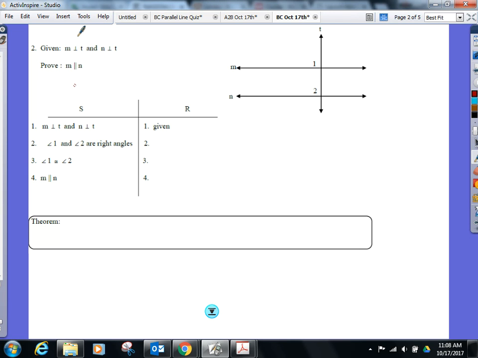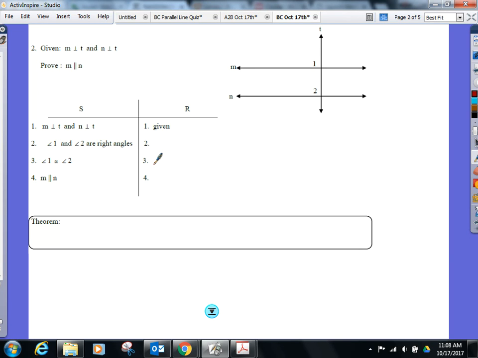Instead of just giving you the theorem, I want you guys to figure it out on your own. So we're going to do a proof right now that shows the theorem. So everybody see M perpendicular to T and N perpendicular to T. I need to somehow prove M and N are not perpendicular, but are parallel to each other. And you're going to help me out doing that. I wrote in all the statements for you. You're going to help me out with the reasons.